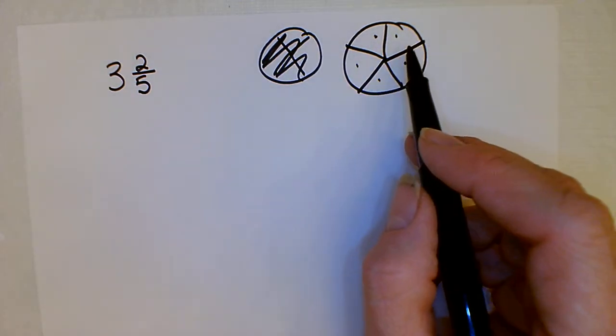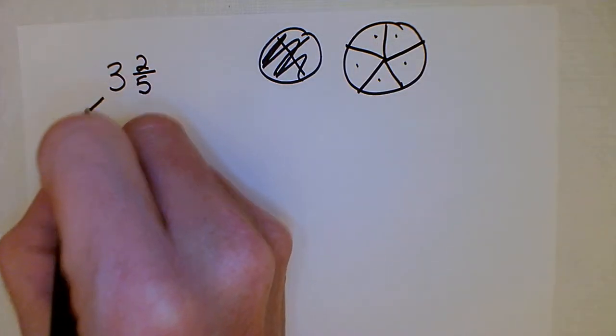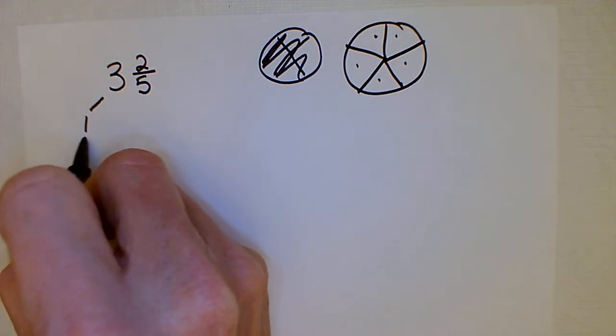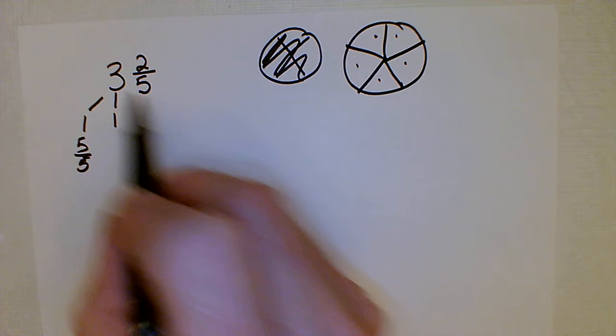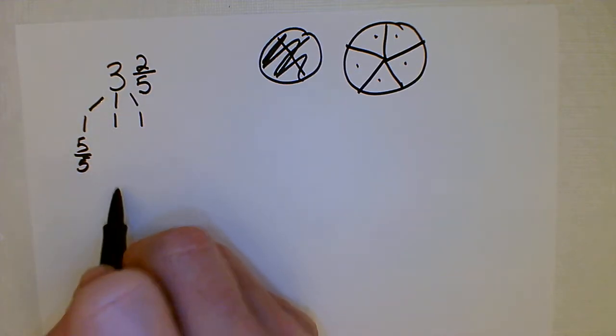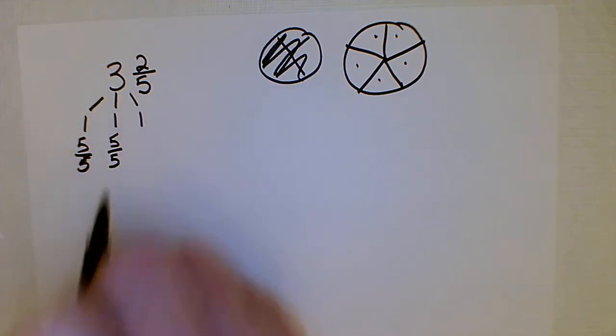So we're going to take each of our donuts. Here's one donut. We're going to take this one donut and turn it into 5/5. And then we're going to take this one donut. Again, we have 3 donuts. So we're going to have 3 donuts, and I'm going to turn it into 5/5.